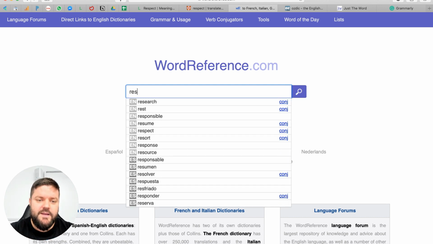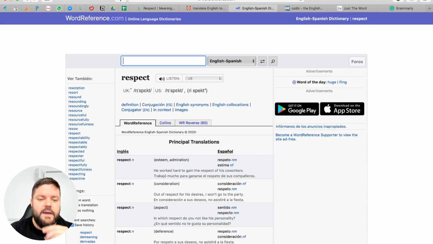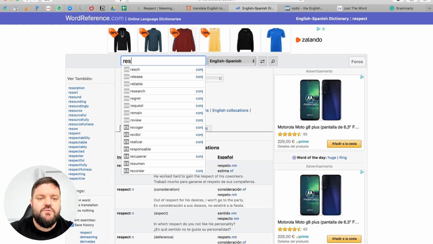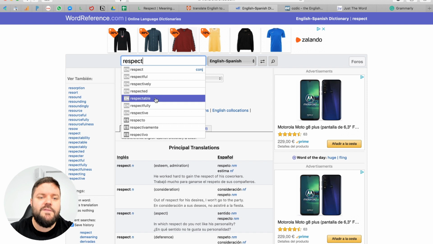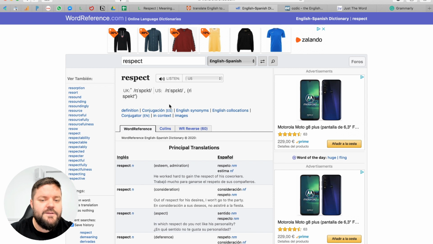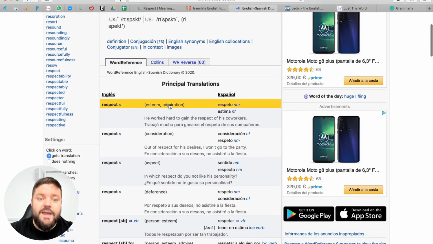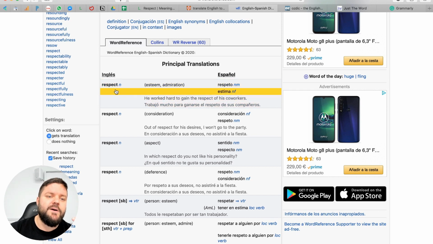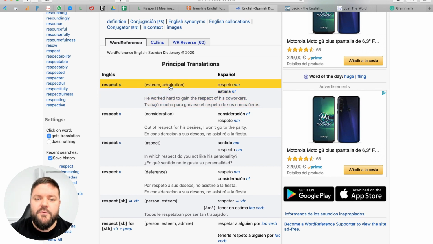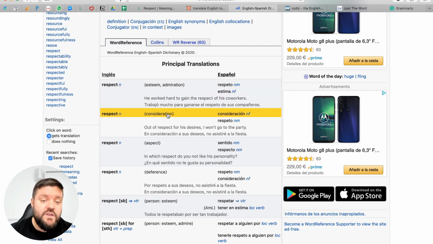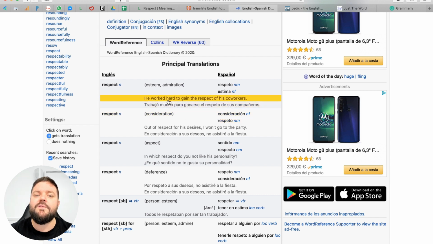So for example, if we type in again respect, you get a lot of suggestions: respect, respectful, respectively. So that's great, actually, especially for use of English. I hadn't noticed that earlier, but it's great. And then you get all the possible translations depending on the meaning that we're referring to in English. For example, if we're talking about respect as esteem or admiration, in Spanish it would be respeto, estima. If it's as in consideration, consideración, respeto, and then you have some examples there.